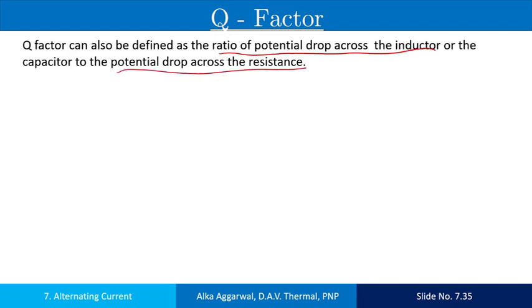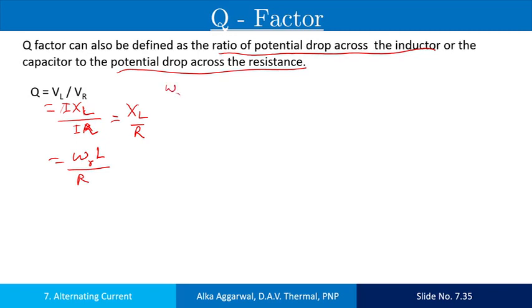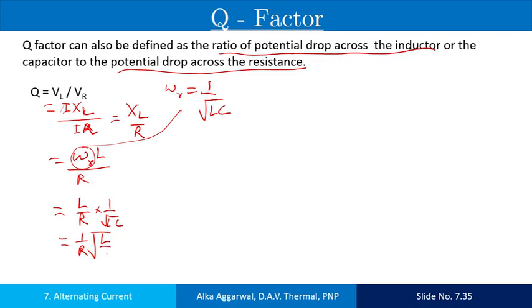drop across the resistance. That is, Q is equal to VL upon VR, and this can be written as I into XL upon I into R, that is equal to XL upon R. XL at resonance is omega R L, where omega R is the resonant frequency, upon R. And you know very well that omega R is equal to 1 upon under root L into C. Now put this value of omega R. So it becomes L upon R into 1 upon under root LC, which is equal to 1 upon R under root L upon C.